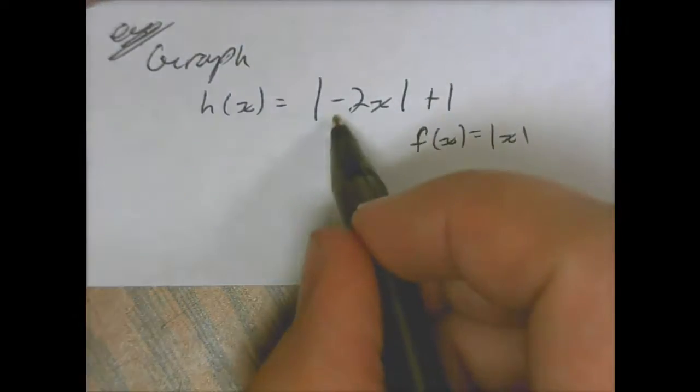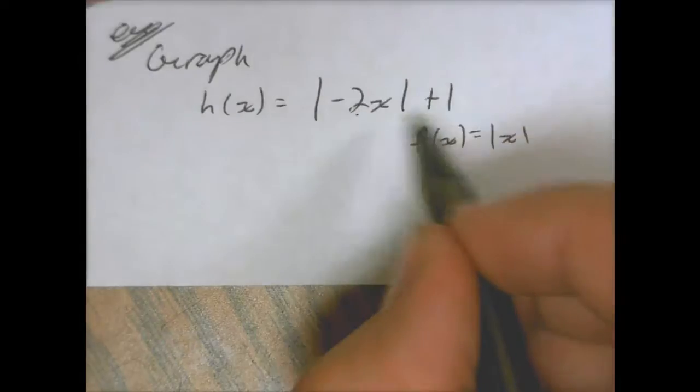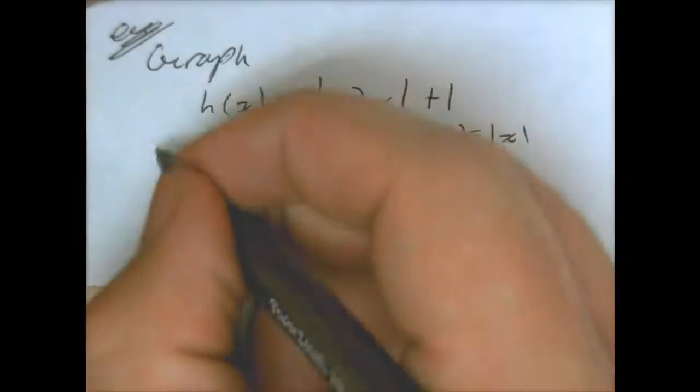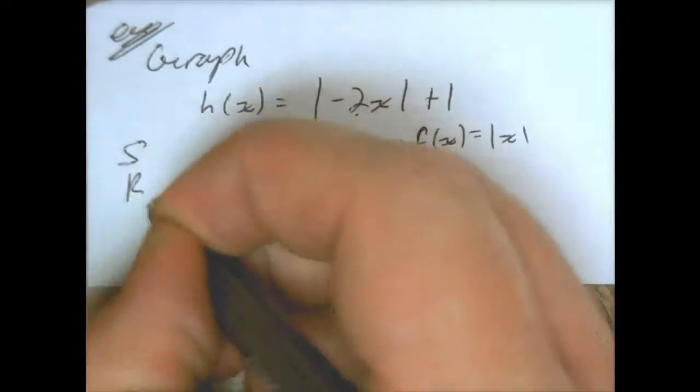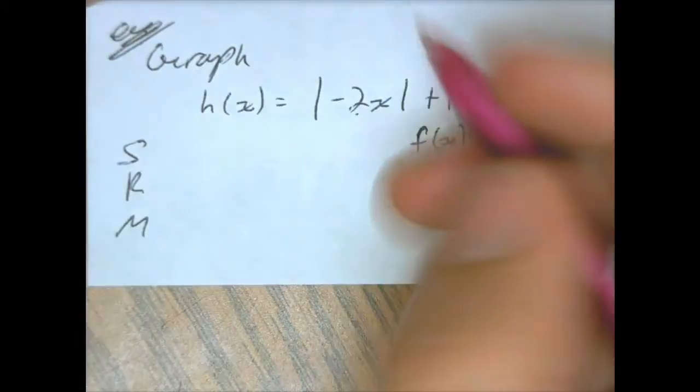So the changes are that negative in front, the 2 in front of the x, and the plus 1 on the outside of the function. So stretch, reflect, move. I will always list that out to the side.